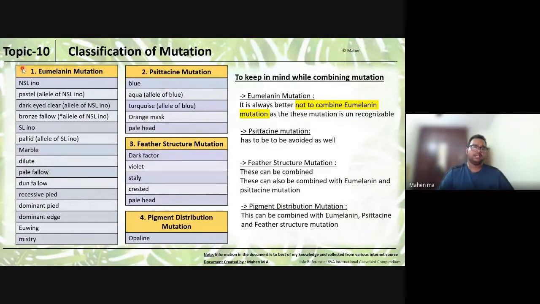In eumelanin mutations, we have NSL, INO, pastel, dark eye clear, bronze fallow, pallid, marble, pale fallow, dun fallow, pied, U-wings, misty. And in citizen mutations, we have blue, aqua, turquoise, orange mask, pale. And then feather structure mutation.